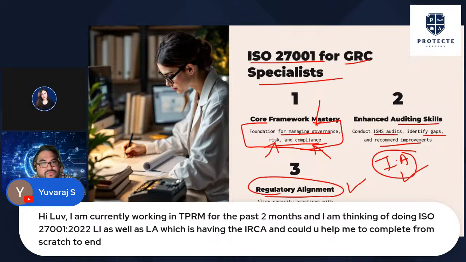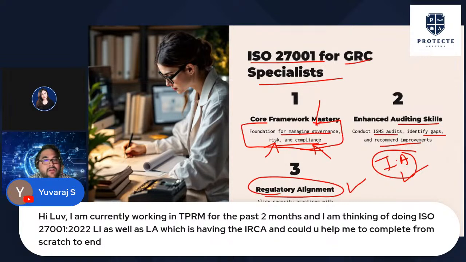Okay, Yuvraj, same goes for you as well. Don't think where you are working right now. You look at it from a 360-degree angle. You look at it from a holistic perspective. You try to understand the complete GRC framework. That's why you should join the course.